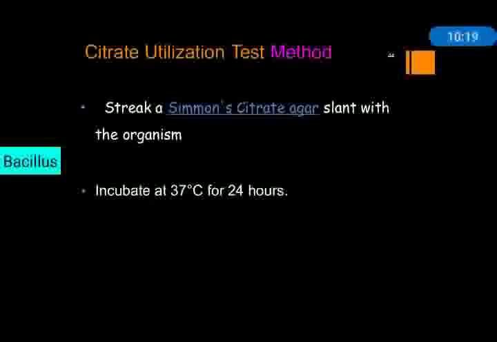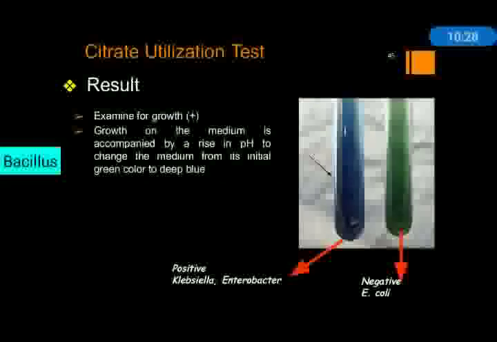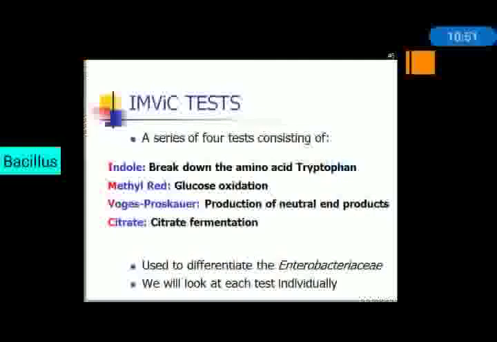Citrate utilization test method: streak a Simmons citrate agar slant with the organism and incubate at 37 Celsius for 24 hours. You can see this result of the citrate utilization test. The positive test is Klebsiella and Enterobacter, green to blue, and the negative test is E. coli. Examination for growth: growth on the medium is accompanied by a rise in pH, changing the medium from the initial green color into deep blue.